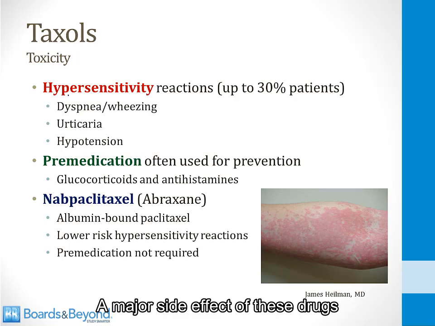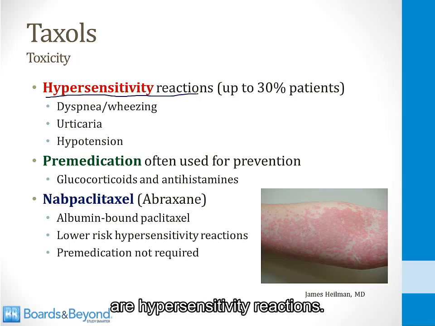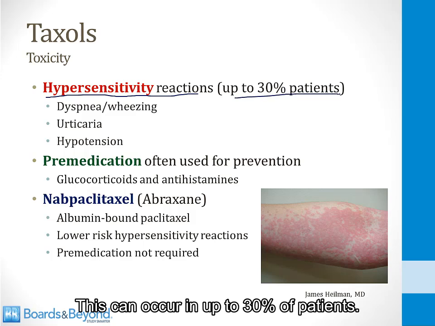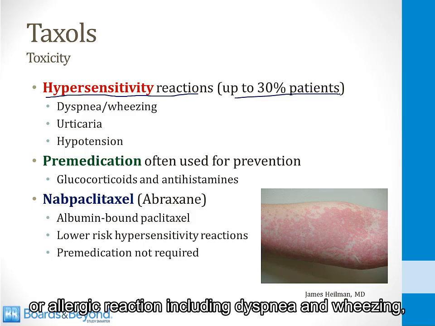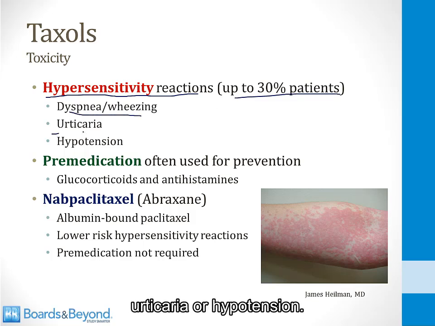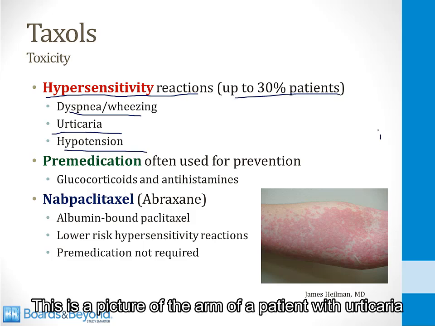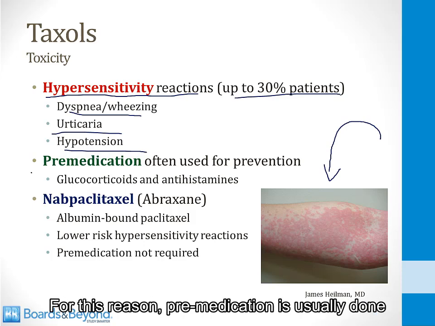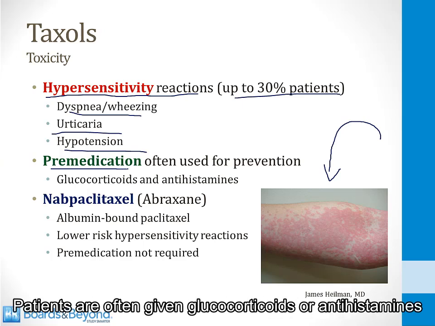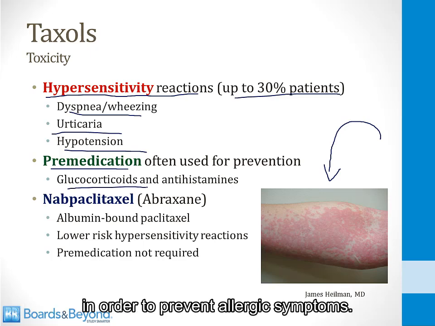A major side effect of these drugs are hypersensitivity reactions. This can occur in up to 30% of patients. Patients can develop symptoms of a hypersensitivity or allergic reaction, including dyspnea and wheezing, urticaria, or hypotension. This is a picture of the arm of a patient with urticaria, which can occur in response to Taxol administration. For this reason, pre-medication is usually done to prevent hypersensitivity reaction. Patients are often given glucocorticoids or antihistamines in order to prevent allergic symptoms.